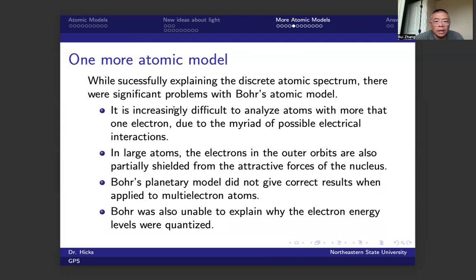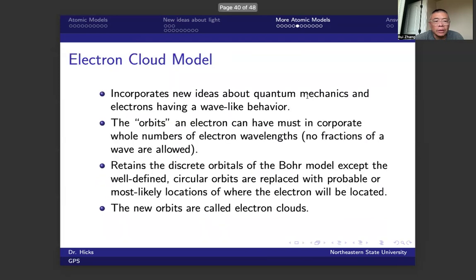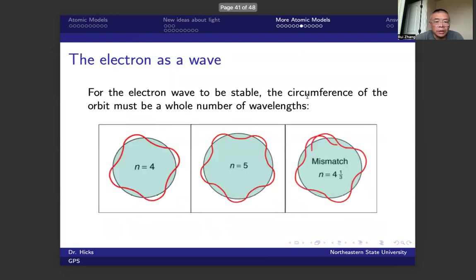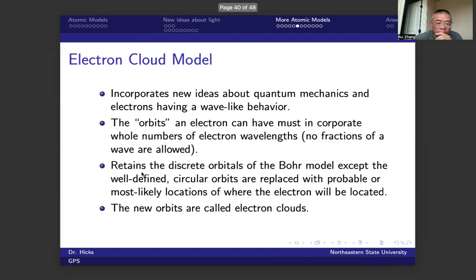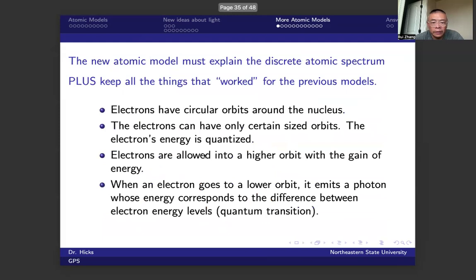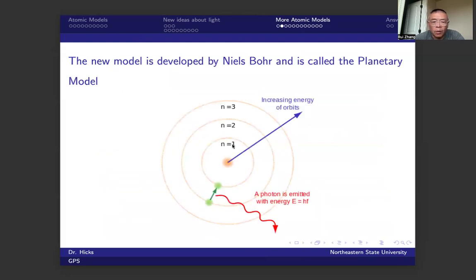With all of these, we finally reach Bohr's atomic model. This is what it looks like. You have an electron as a wave going around the nucleus, and it has to be a standing wave. Therefore, it cannot be at any arbitrary orbit, but has to be the orbit specified by quantum number n equal to 1 or 2 or 3.